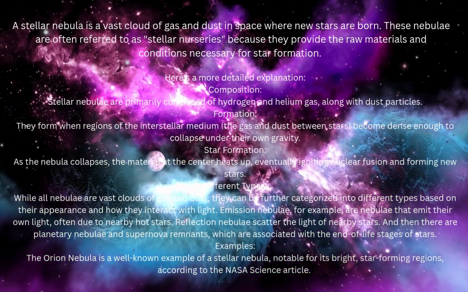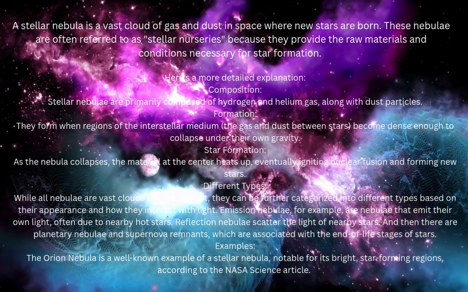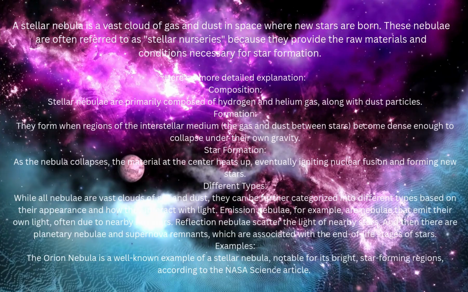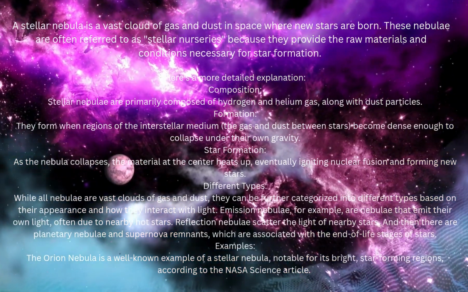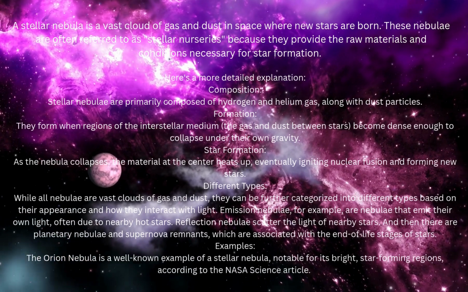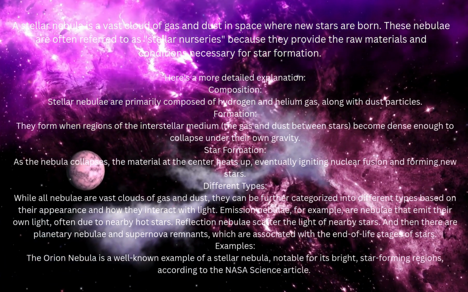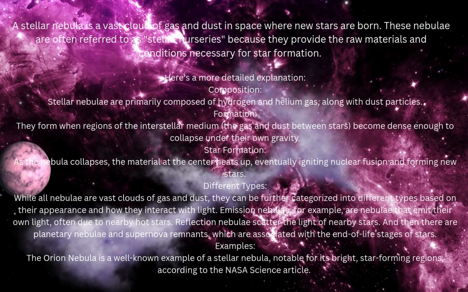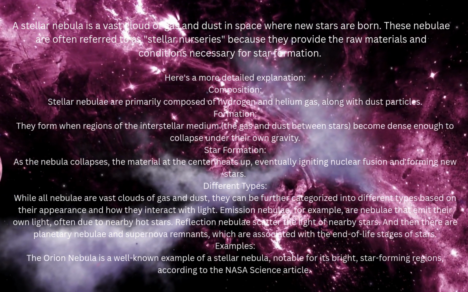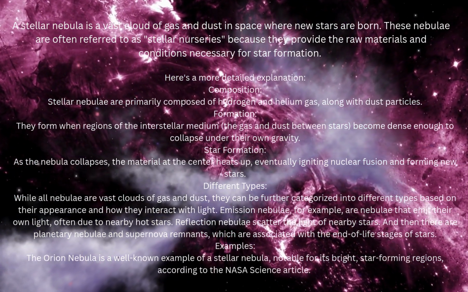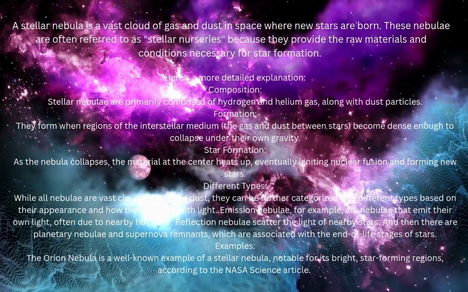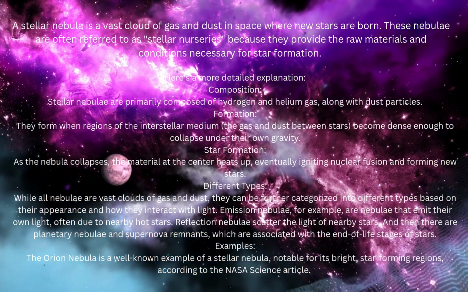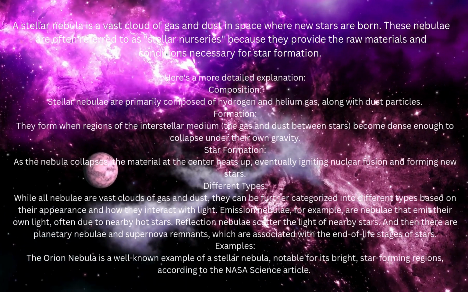Different types. While all nebulae are vast clouds of gas and dust, they can be further categorized into different types based on their appearance and how they interact with light. Emission nebulae, for example, are nebulae that emit their own light, often due to nearby hot stars. Reflection nebulae scatter the light of nearby stars. And then there are planetary nebulae and supernova remnants, which are associated with the end-of-life stages of stars.